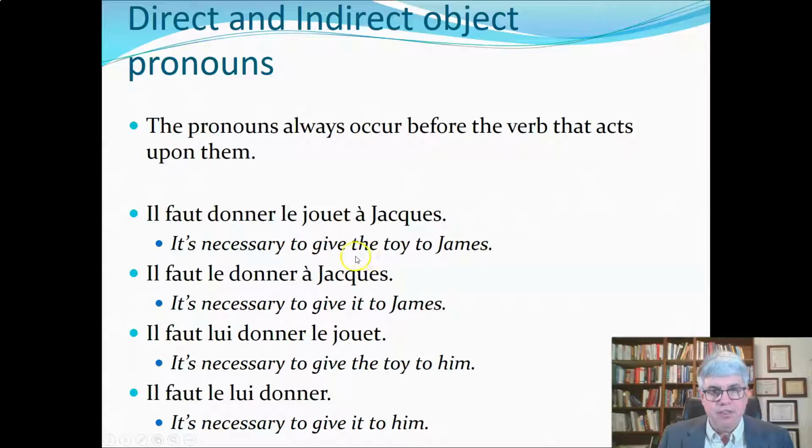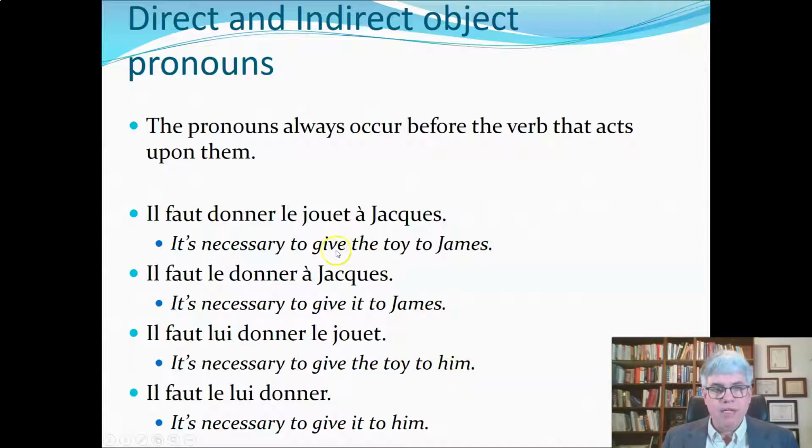So that's replacing the toy with the direct object pronoun le. Il faut le donner à Jacques. It's necessary to give it to James. Now we could just replace to James. Il faut lui donner le jouet. It's necessary to give the toy to him. So just use one pronoun there and leave the toy without being a pronoun.